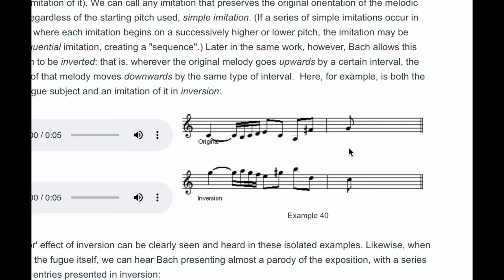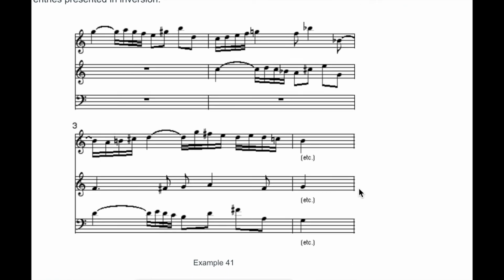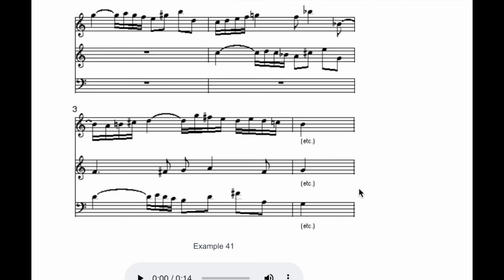Okay? So it doesn't sound that great combined in that fashion, but let's listen to what Bach does when he gives us an inverted imitation and then builds up a whole series of these things, one on top of the other.